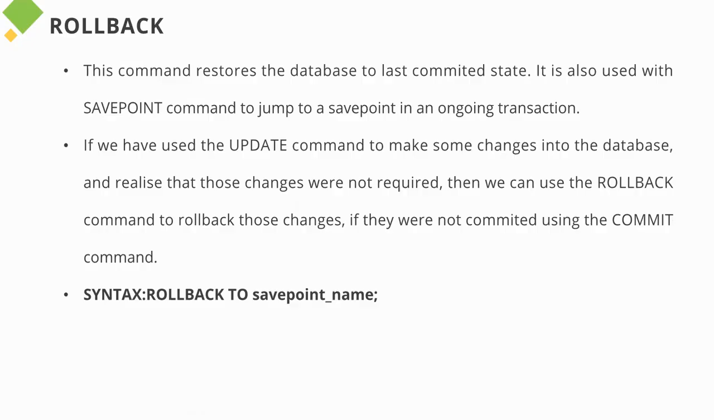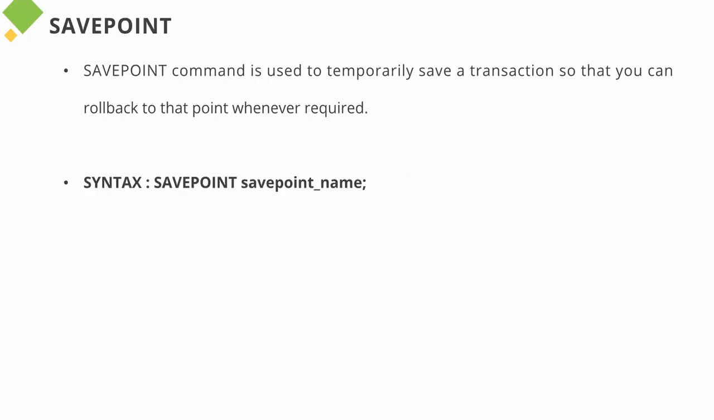For rollback, it's used to restore the database to the last committed state. For a savepoint, the command to jump to a particular savepoint is ROLLBACK TO savepoint_name. Whenever you perform an update and you don't want or require the particular changes, you can just roll them back. A savepoint is used to temporarily save a transaction, so whenever you feel something is important, you can roll back to it.